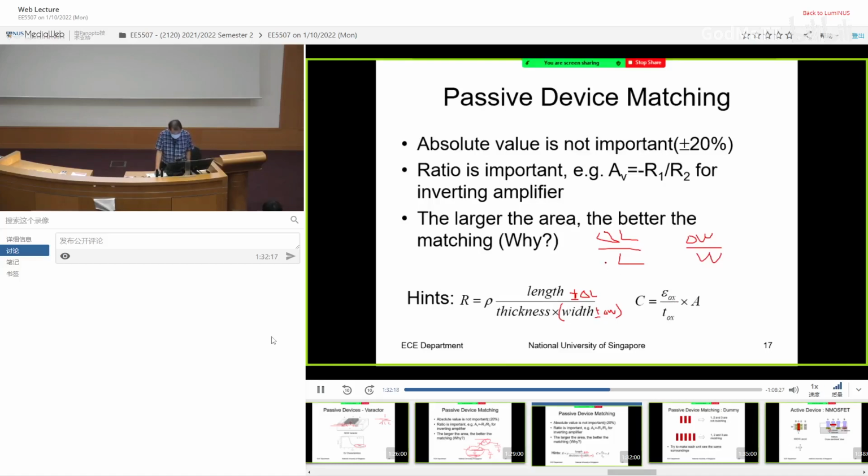Because when your L is getting bigger, your W is getting bigger, this delta L, delta W usually is constant. The variation doesn't change. It's process dependent. So if it doesn't change, when you have the denominator become bigger and bigger, then this variation only occupies a very small percentage of the overall value. That is how you improve the matching. Same thing for the capacitor, you can do something similar.